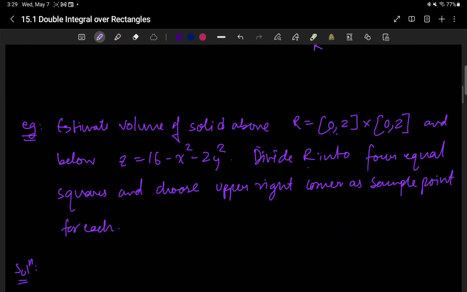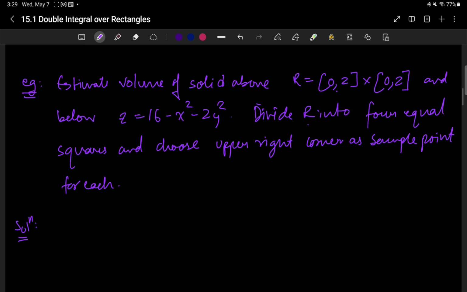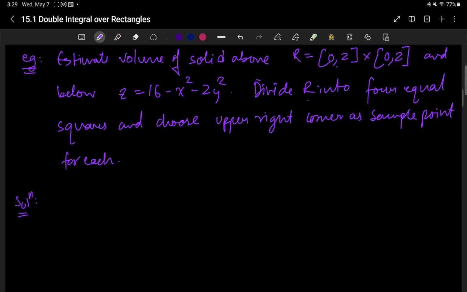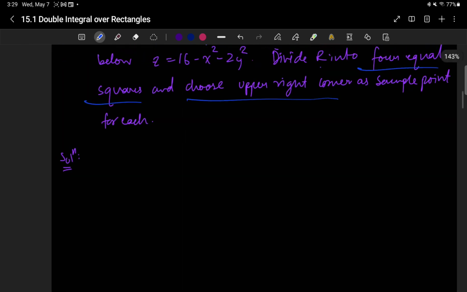Let's look at an example similar to what you have done in Calc 1. Estimate the volume of the solid above this region 0, 2 cross 0, 2, and below this paraboloid z equals 16 minus x squared minus 2y squared. Divide R into 4 equal squares and choose the upper right corner as the sample point for each. Okay, so we need both of these pieces of information. First of all, we need the 4 equal squares, so we know what the grid size is, and choose the upper right corner so we know which one of it corresponds to the actual height.